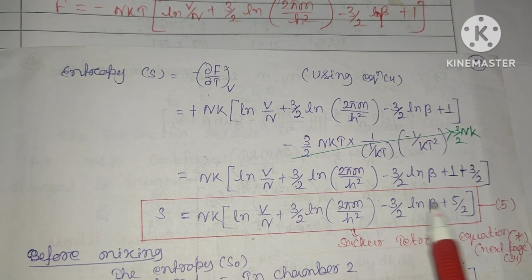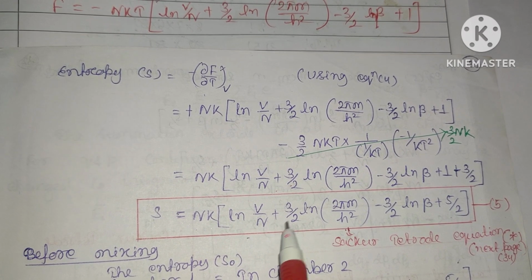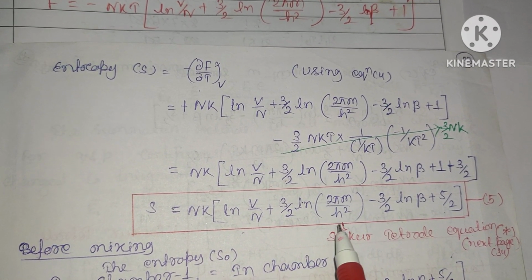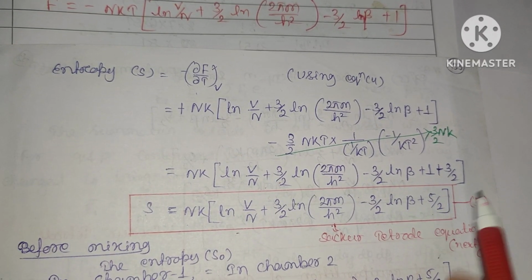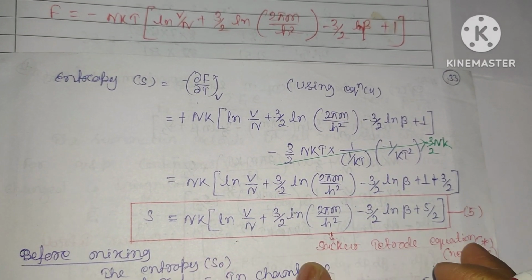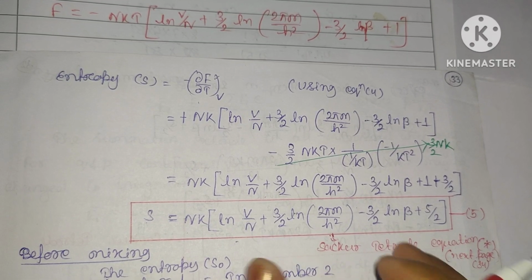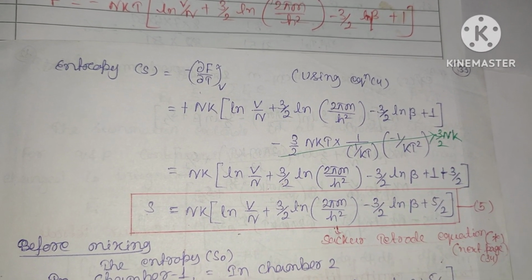So this is nk [ln v by n plus 3 by 2 ln 2 pi m by h square minus 3 by 2 ln beta]. This 1 plus 3 by 2 becomes 5 by 2. This is called the Sackur Tetrode equation.